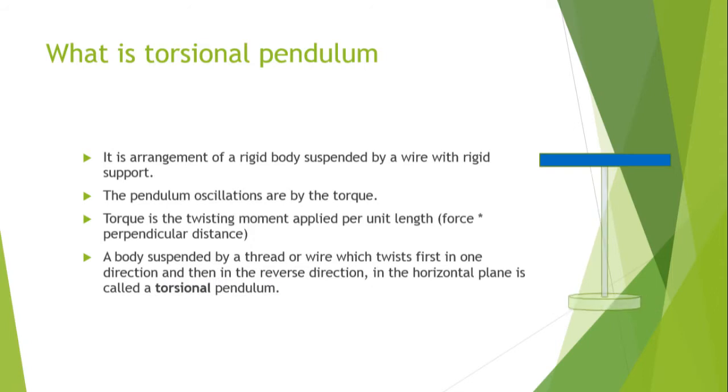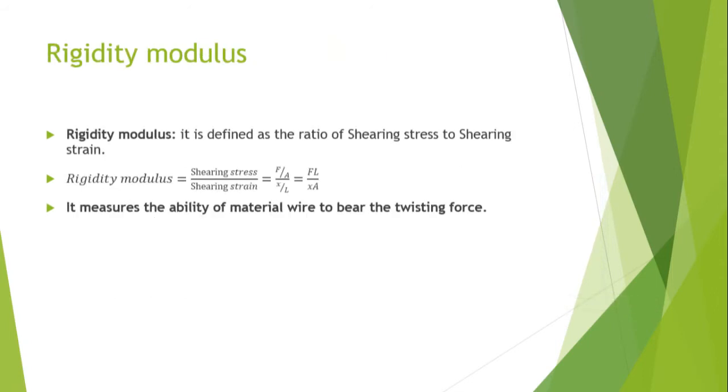Next, you can see that there is a twisting. So next is, what is rigidity modulus? Rigidity modulus is one kind of elastic modulus. It is defined as the ratio of shearing stress to shearing strain. You can see the shearing stress and shearing strain in this particular formula. Shearing stress is force per unit area, and shearing strain is change in length to the original length, giving F L by x A.